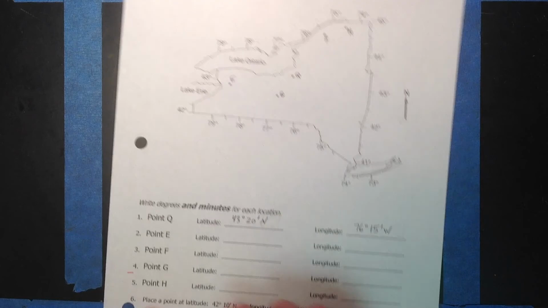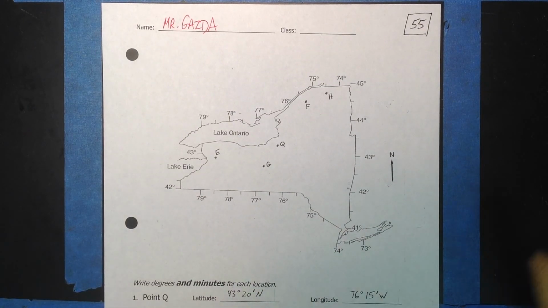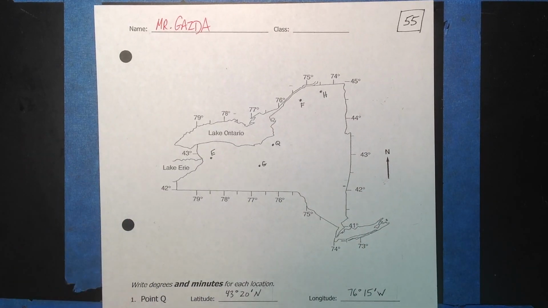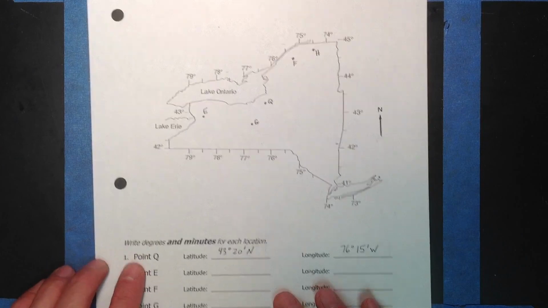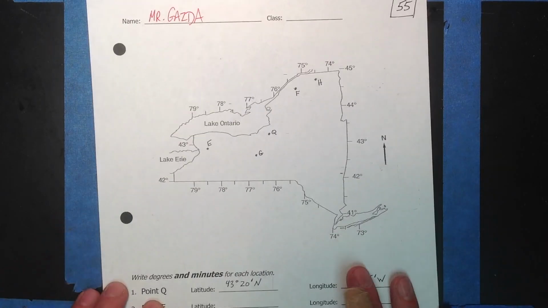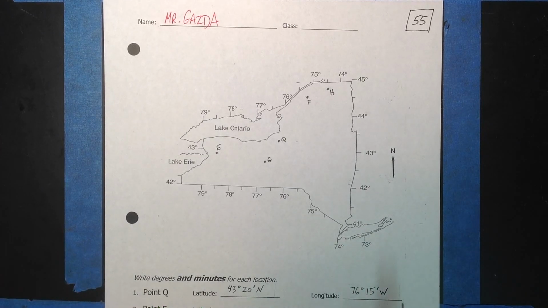Okay, write the degrees and minutes for each location. This is where it starts to really get tricky for a lot of kids. So, here we go. One thing I want to make sure you have used, hopefully, is this example here of point Q. Look at that closely to help you. This should be review from in class, but if not, I'm going to explain this further.